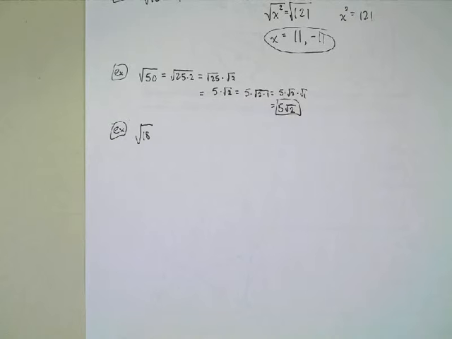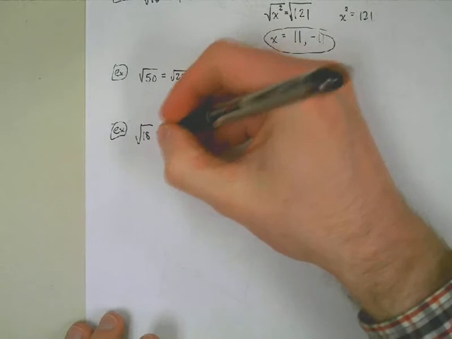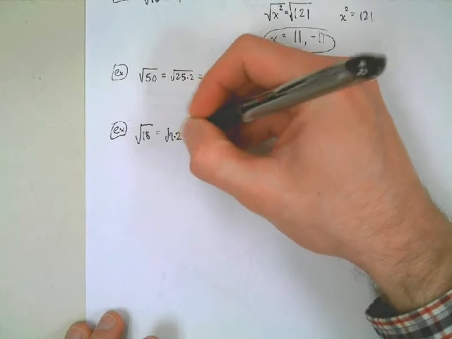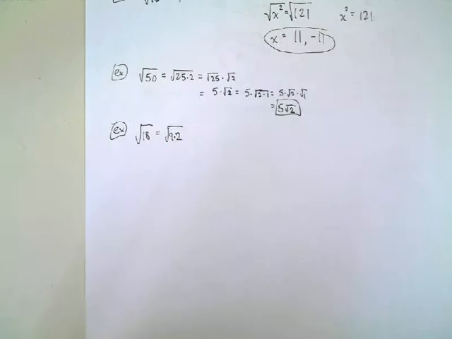All right, listen up here. Next one. Square root of 18. We could break that up into like 3 times 6, right? 18 is 3 times 6. But 3 and 6 are not perfect squares, so we don't want to use 3 and 6. But what perfect square can we divide 18 by? 9. The square root of 18 is the square root of 9 times 2.